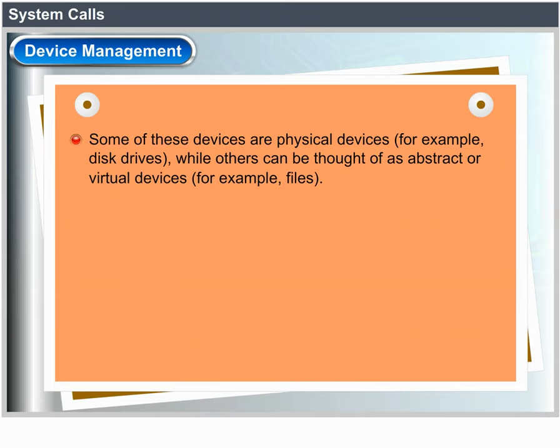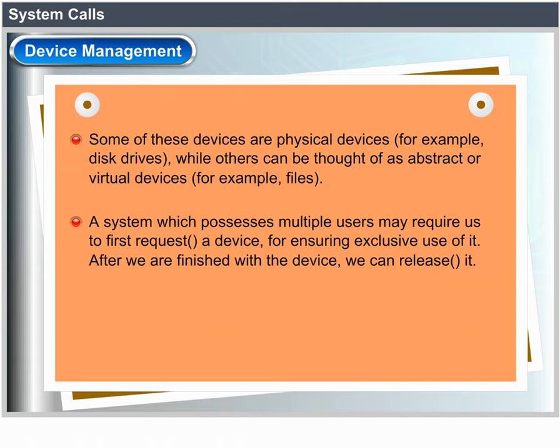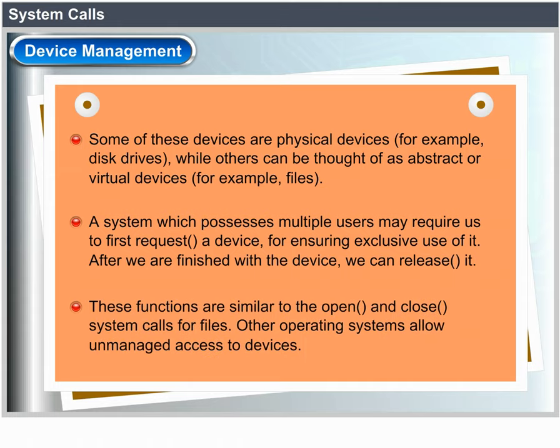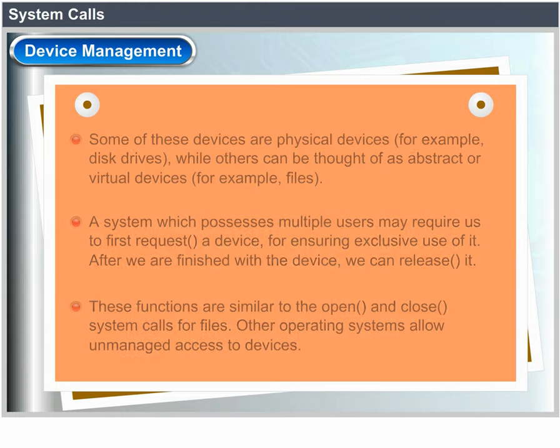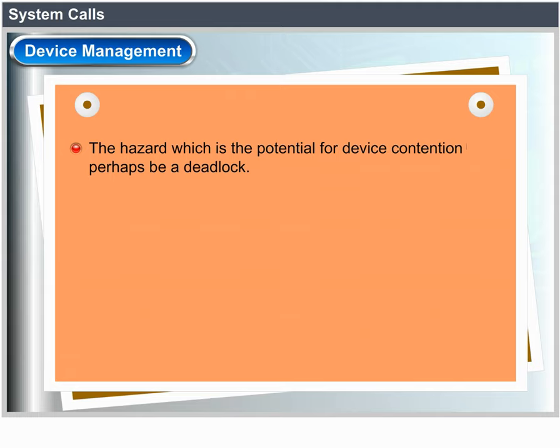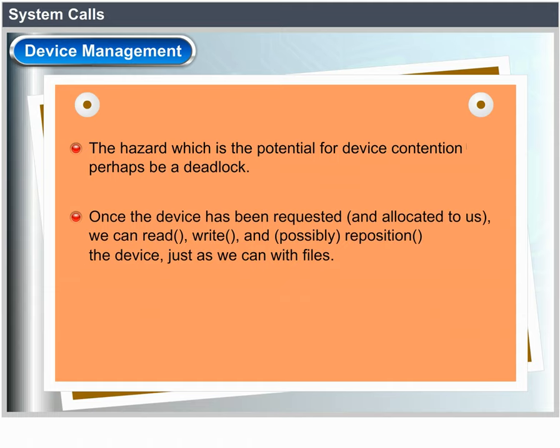A system with multiple users may require us to first request() a device to ensure exclusive use of it. After we are finished with the device, we release() it. These functions are similar to the open() and close() system calls for files. Other operating systems allow unmanaged access to devices. The hazard, then, is the potential for device contention and perhaps deadlock. Once the device has been requested and allocated to us, we can read(), write(), and possibly reposition() the device just as we can with files.